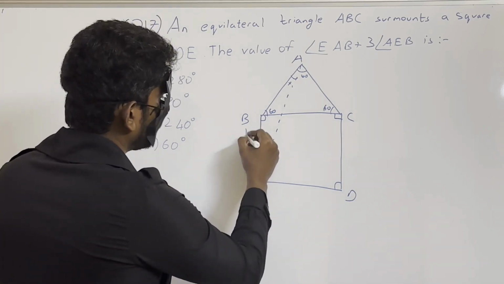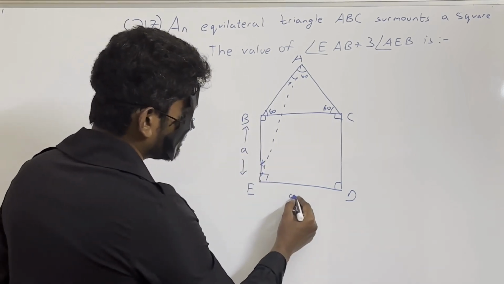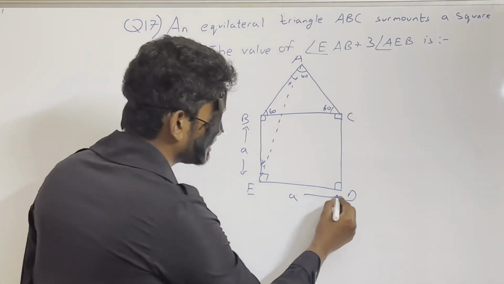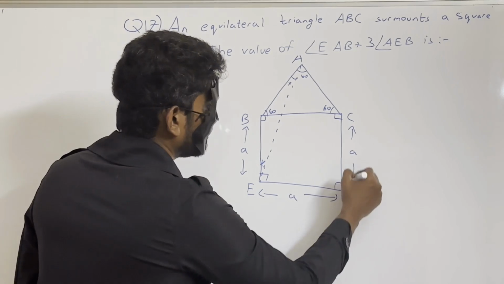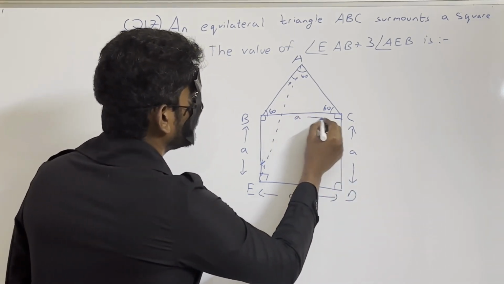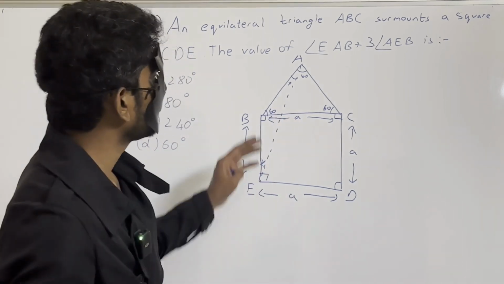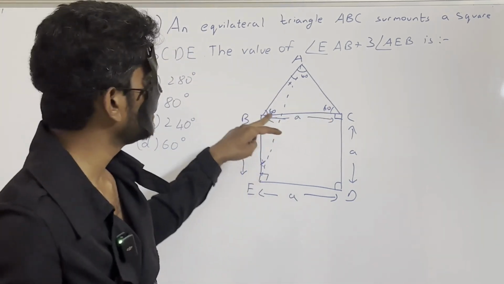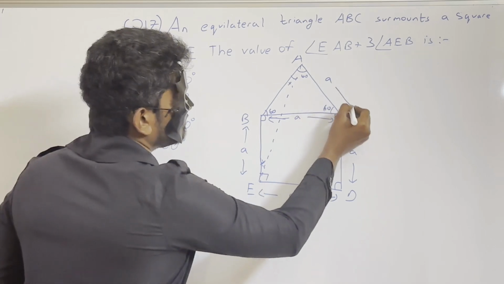Take this side to be some A, square side to be some A. So all the sides are equal, right? In a square all the sides are equal, so all these also will be equal to A. CD also will be equal to A, and BC will also be equal to A. Now since ABC is an equilateral triangle, BC will be equal to AB equal to AC, right? So these sides also will be equal to A.